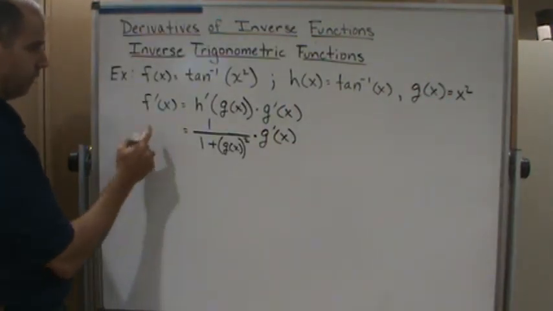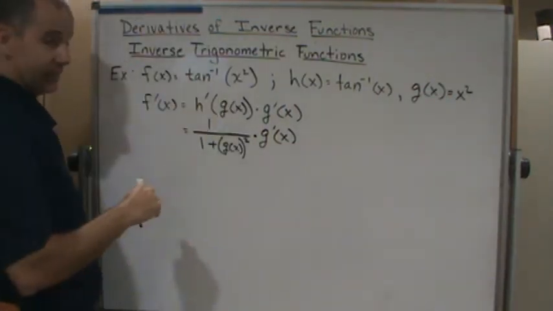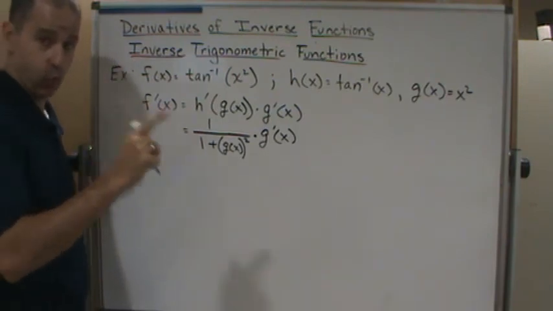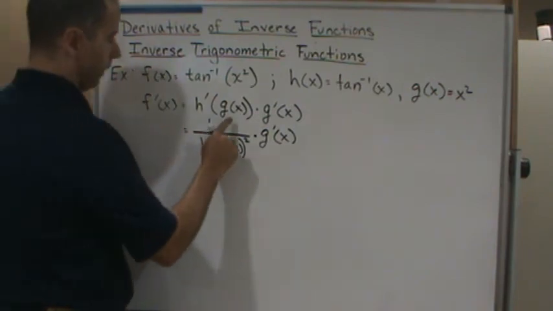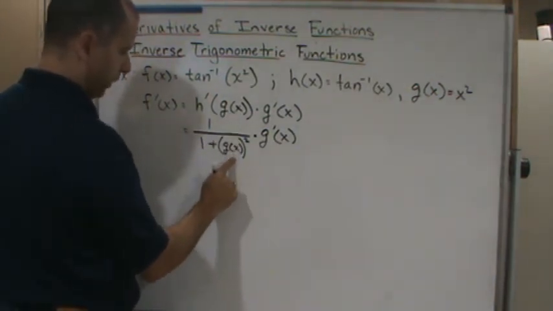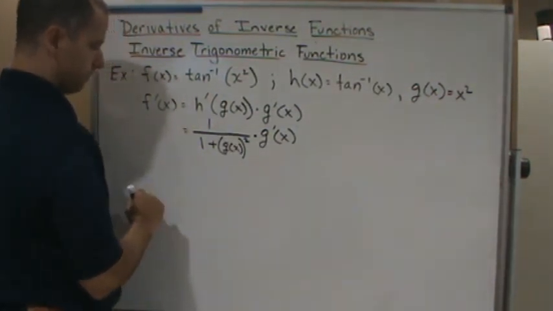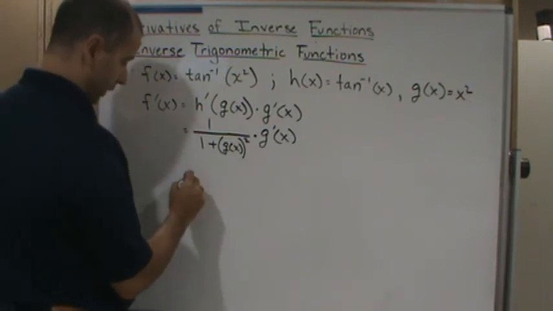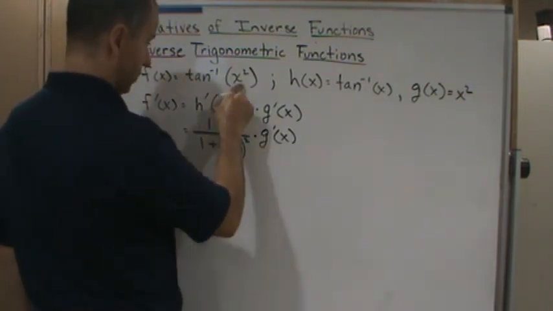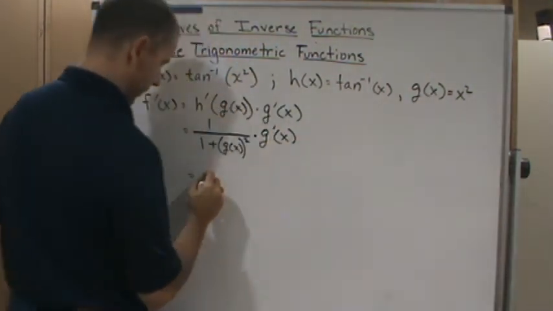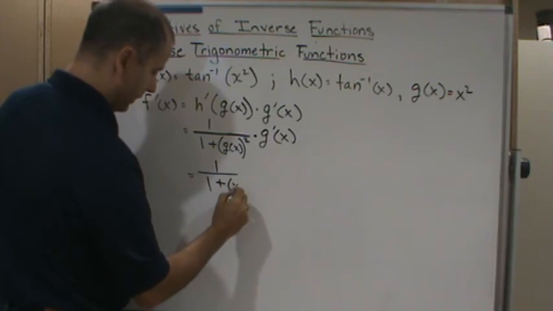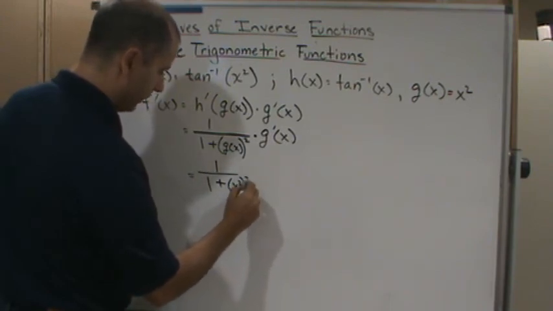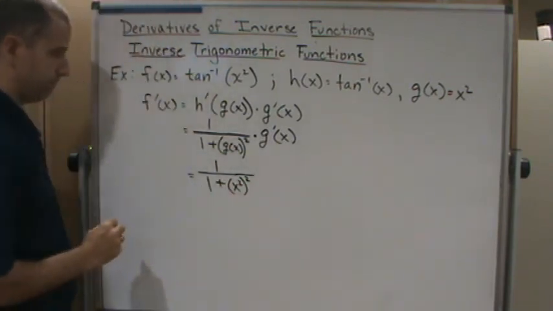Okay, so remember, the derivative of tangent inverse of x is 1 over 1 plus x squared. Now, all I did was input g of x here. Now we're going to put in for g of x. Well, g of x is x squared. So that's going to make this 1 over 1 plus x squared quantity squared, right?